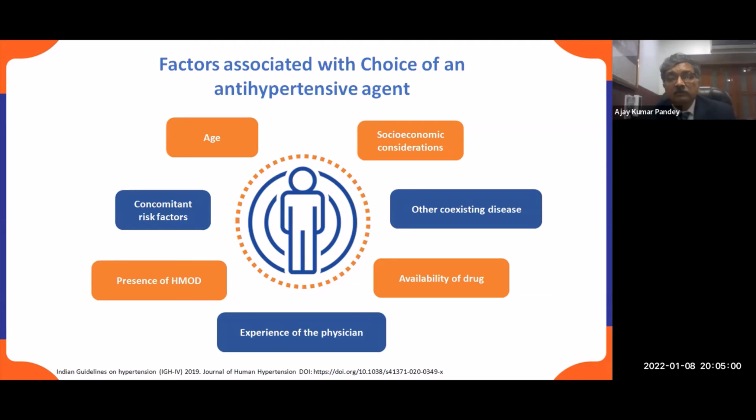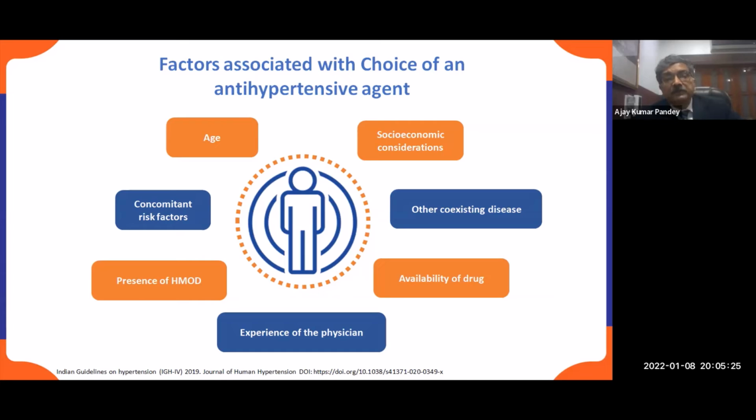Availability of drugs matters. Suppose I write some very costly and funny drug in a situation like Mahamana Cancer Hospital, the patient won't be able to afford it. He will not get the medicine. He will run away. Other coexisting disease we have to look into. If the patient has to go for a surgery, we need to have a good beta blocker and good heart rate control before surgery. We have to prescribe the beta blocker even though beta blockers are not a class 1 indication for all antihypertensive patients.